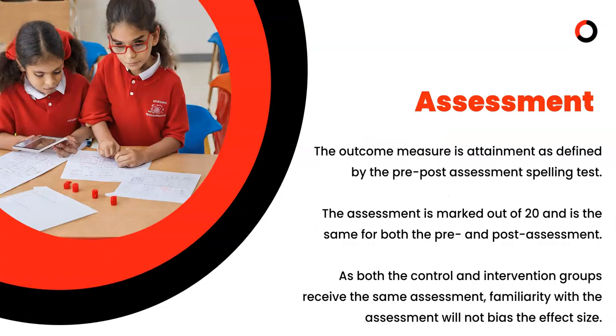And finally, moving on to the assessment. The outcome measure is attainment as defined by the pre and post assessment spelling test. The assessment is marked out of 20 and is the same for both the pre and the post. As both the control and intervention groups receive the same assessment, familiarity with the assessment should not bias the effect size.